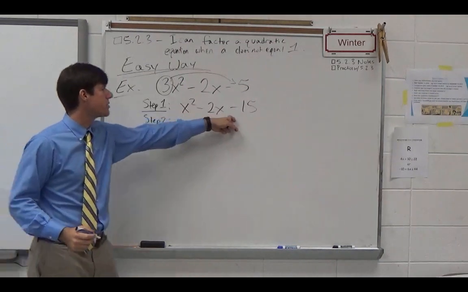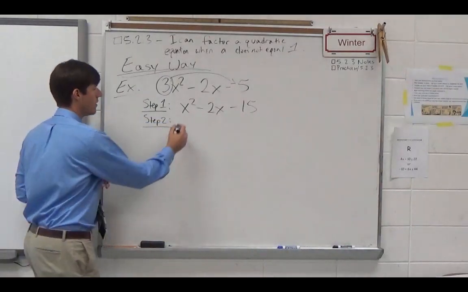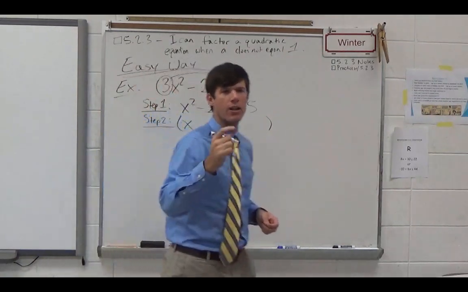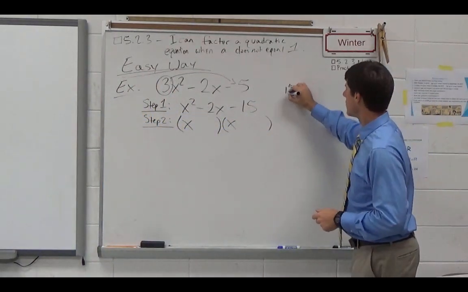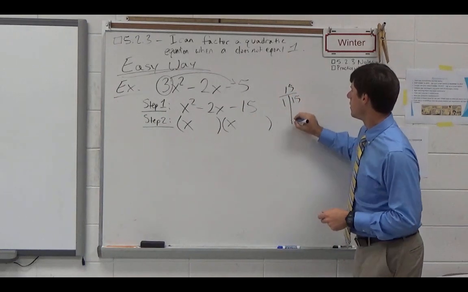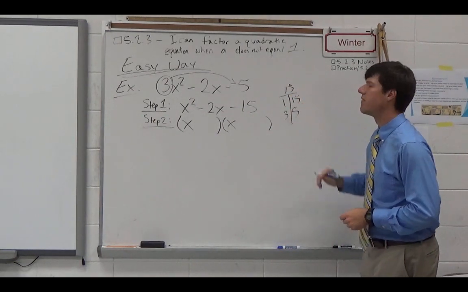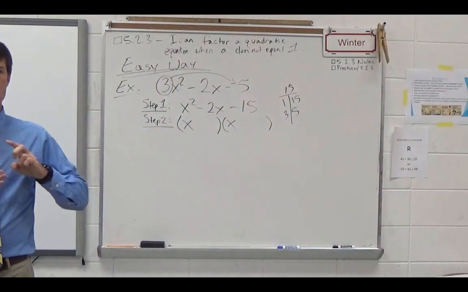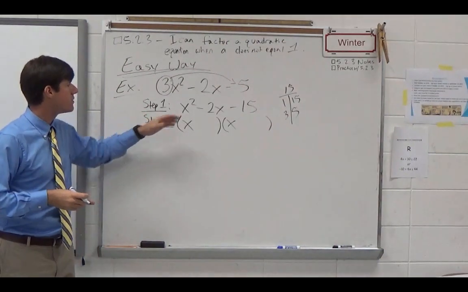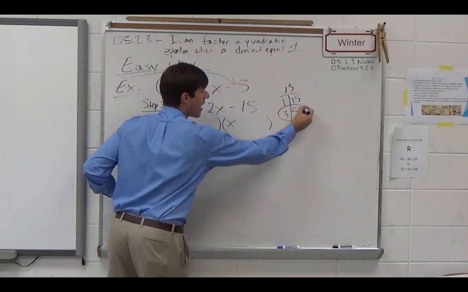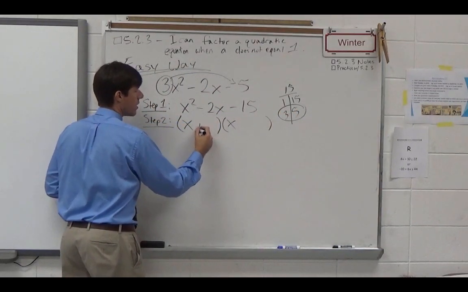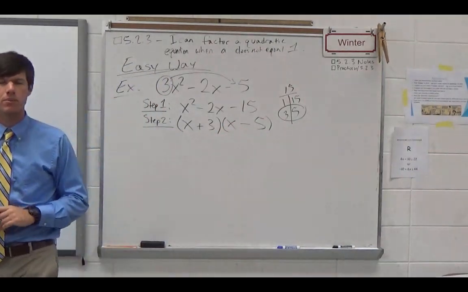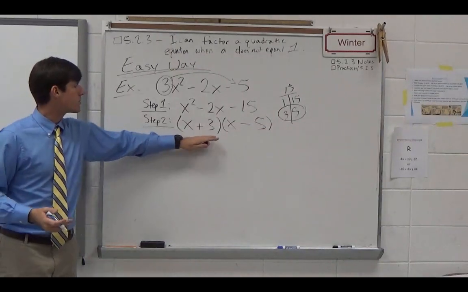Step 2 is I'm actually going to factor this guy. X and x. Remember, I look at 15 and I say, what are my factors of 15? 1 and 15, 3 and 5. That's all we got. So now at step 2, I'm just straight up factoring. I noticed 3 and 5 will give me -2. So positive 3, -5. It doesn't matter which order it's in, remember that. It's okay for it to be in any order. X plus 3, x minus 5.